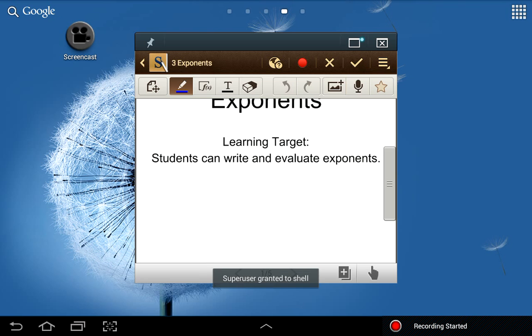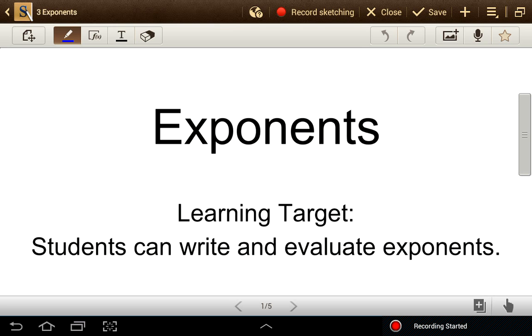Okay, let's go over our lesson today in exponents. This should be a pretty short lesson. We have one learning target: students can write and evaluate exponents. They're going to be talking about what exponents are, then using exponents, evaluating them, and learning to write exponents. If you need to pause, go ahead. Otherwise, I'll be going on to the next screen.